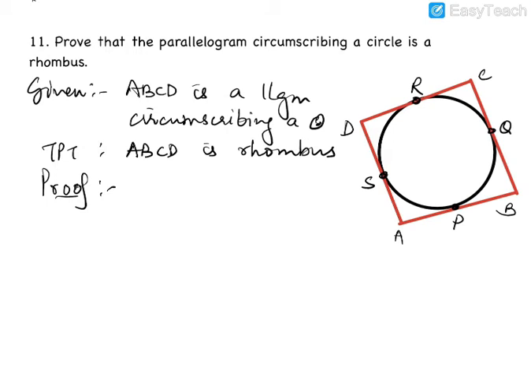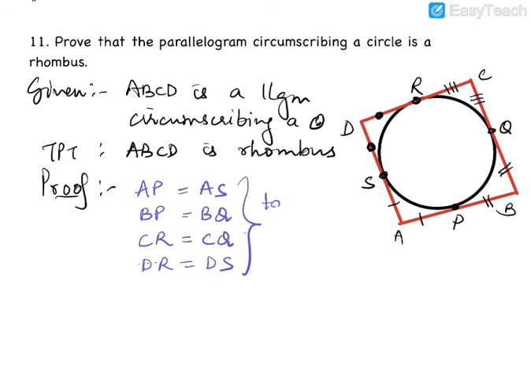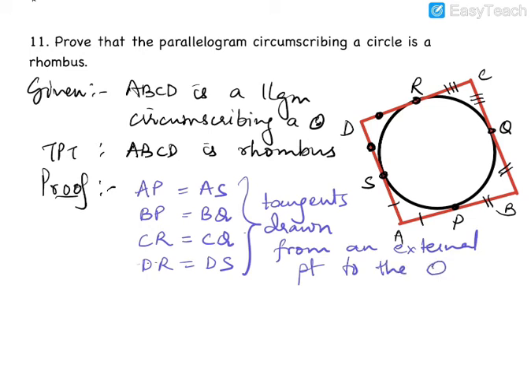First, we are going to prove the sum of these two opposite sides equal. Notice from the figure, from point A, AP and AS are two tangents that are drawn to the same circle. So they are going to be equal in length. Similarly, PB and PQ will be equal, CR and CQ will be equal, and DR and DS will be equal. Reason, they are tangents drawn from an external point to the circle. Therefore, these tangents are equal in length.